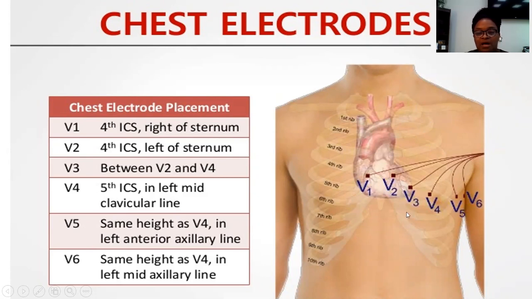V5 has the same height as V4, but it's on the left anterior axillary line. And then your V6 is also the same height as V4, but it's going to be right under that armpit, okay, in the left mid axillary line.